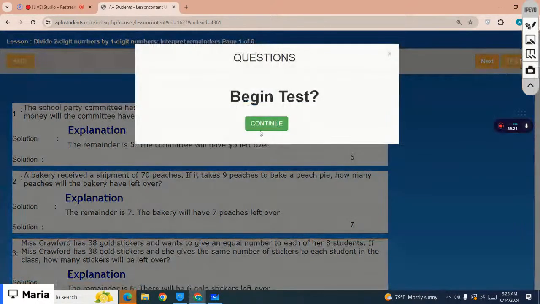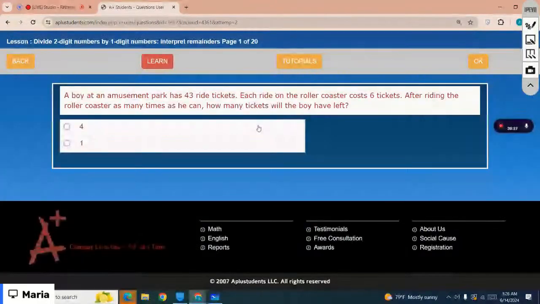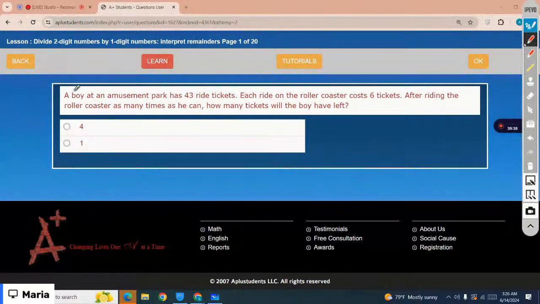Let's start with the test questions. A boy at an amusement park has 43 ride tickets. Each ride on the roller coaster costs 6 tickets. After riding the roller coaster as many times as he can, how many tickets will the boy have left? So you have to divide 43 by 6. So 6 times what number is 43?